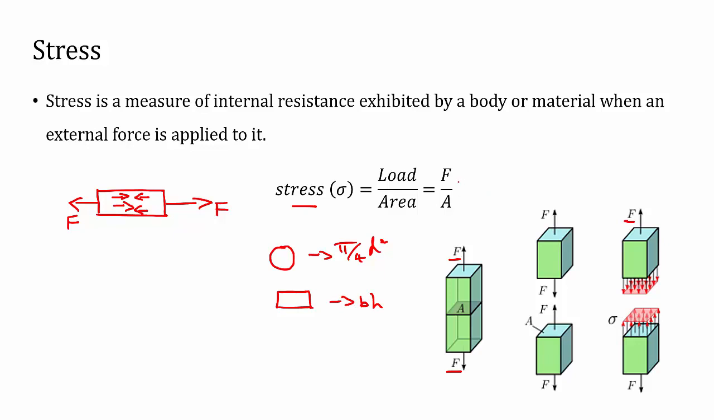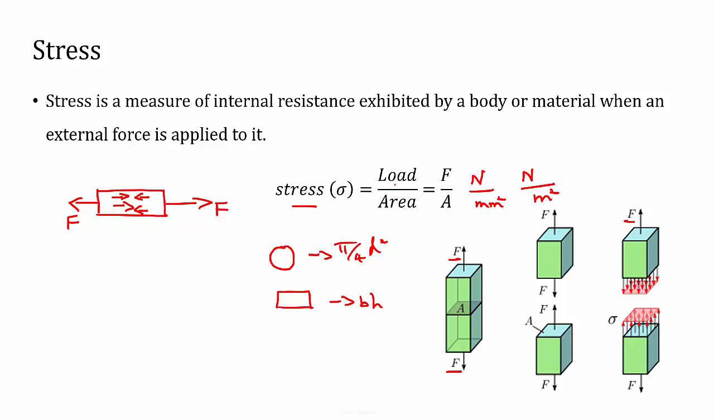The unit for stress is, if you substitute force in Newton and area in mm square, then the unit is Newton per mm square. If you substitute force in Newton and area in meter square, then the unit for stress will be Newton per meter square. So be clear about it. The units are very important. Always try to use mm. Don't use meter. Always try to use mm. So stress means it is the internal resistance offered by the body.